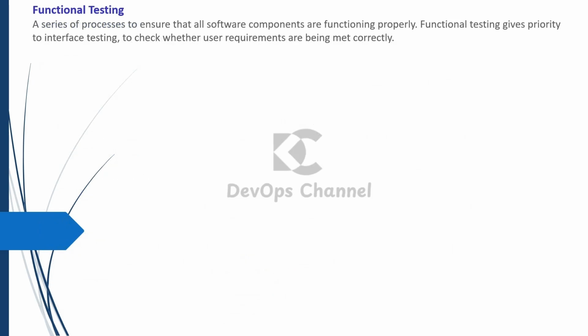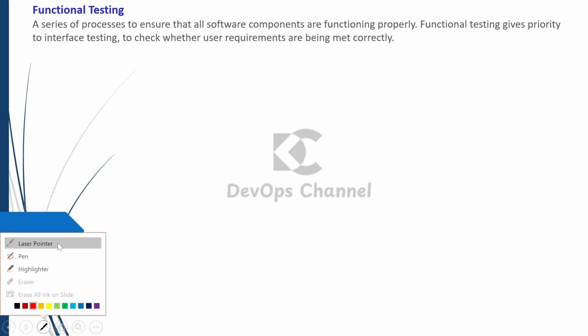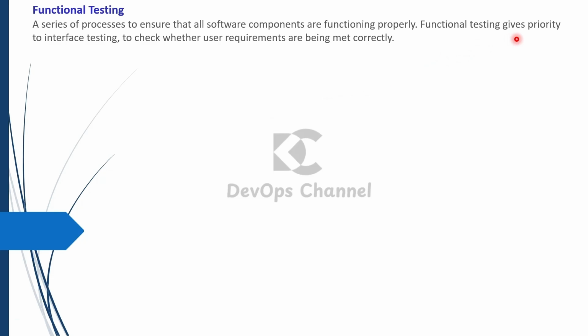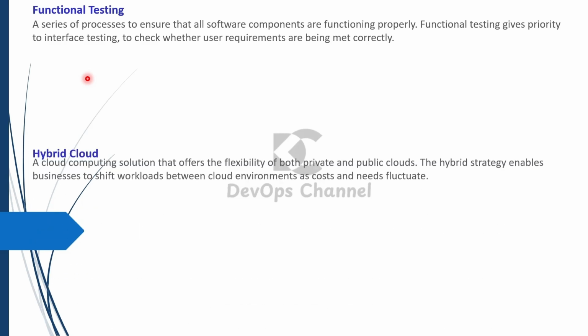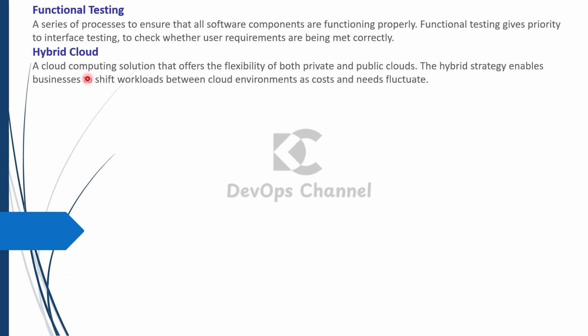Now functional testing, a series of processes to ensure that all software components are functioning properly. Okay, so functional testing gives priority to interface testing to check whether user requirements are being met correctly or not. So these can be limited to specific functions also. Okay, they don't need to be run on a specific application or the whole application. Next one is hybrid cloud. So basically you are combining both private and public cloud. So you can go through the definition.